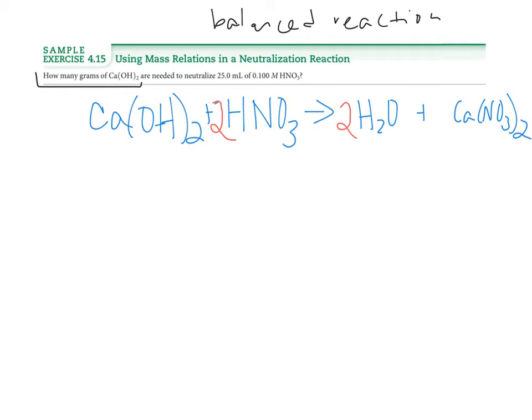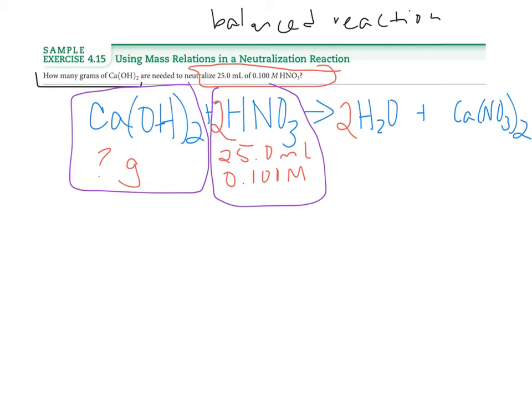Now the question is, how many grams are needed to neutralize 25 milliliters of 0.1 molar HNO3? So I write down what I'm looking for. Question mark, grams. I'm putting it under the calcium hydroxide. Okay. Well, actually, should I put that there? Yeah, I think that works. And then I'm told I have this much of the nitric acid. So I have 25.0 milliliters of 0.100 molar, and I'm writing that under the nitric acid, so it applies to that. In fact, we can circle that in purple.